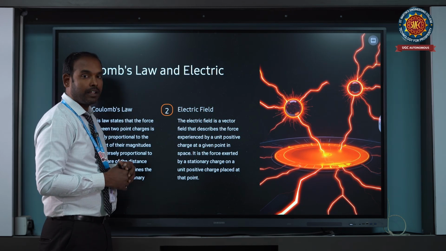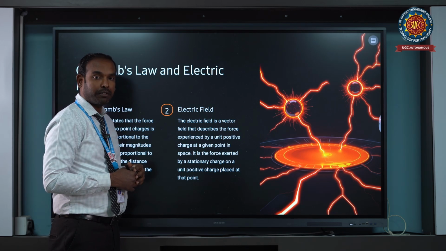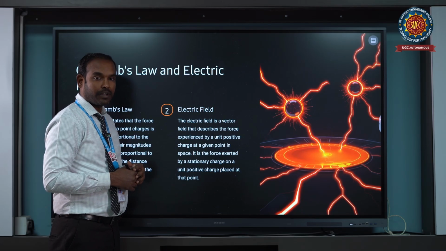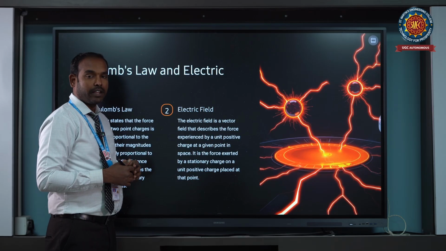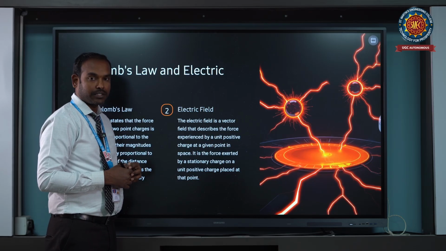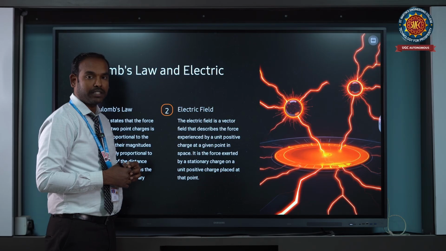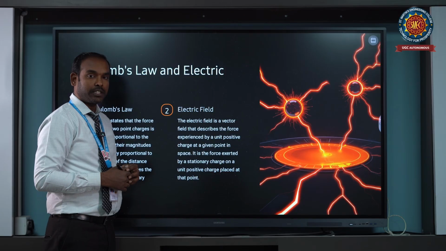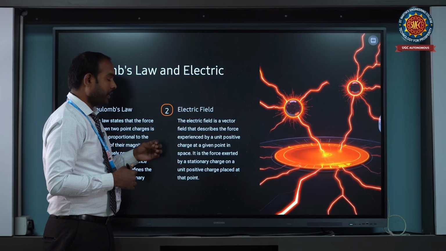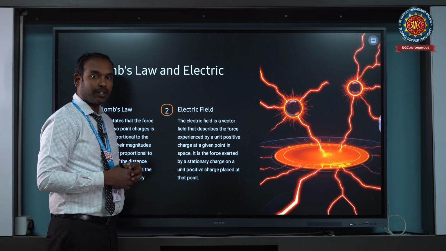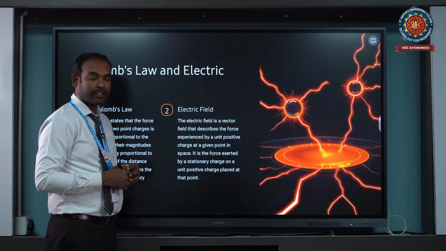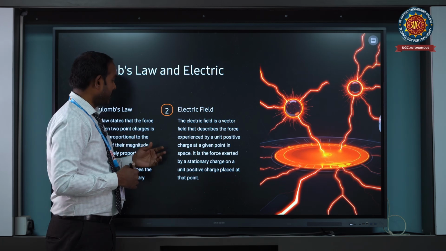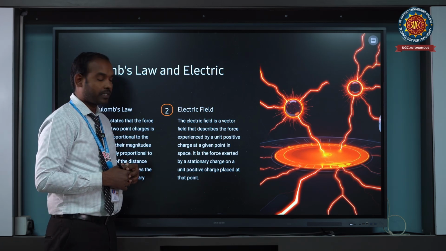It is an experimental law formulated in the year 1785 by French colonel Charles D. Coulomb. It deals with the force exerted by a point charge on another point charge. Here, point charge means a charge located on a body whose dimension is negligibly small compared to other relevant dimensions. It has the unit of coulombs.